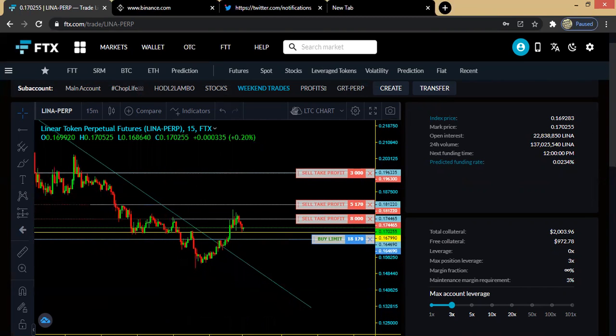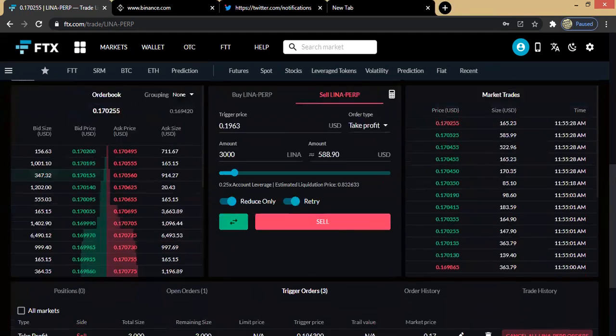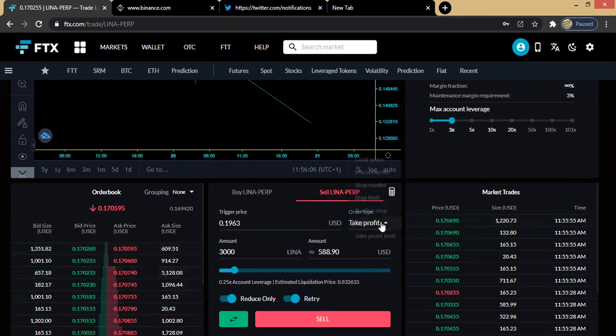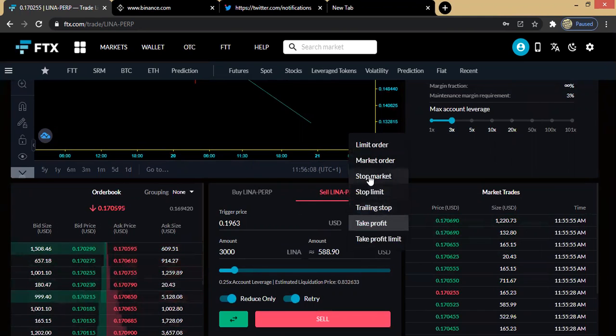We've not talked about stop loss yet. So how do you set a stop loss? You go to these same order types and select stop market. Please, stop market. That is what you're using to put your stop loss.